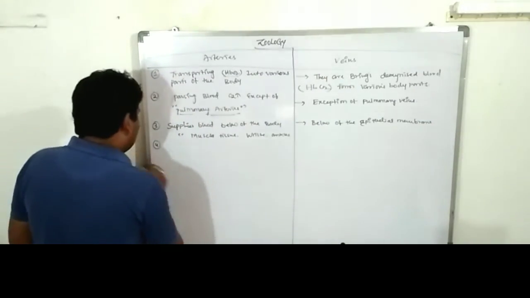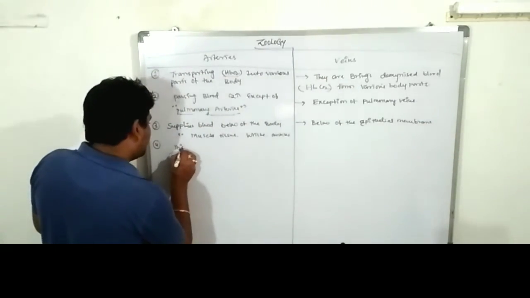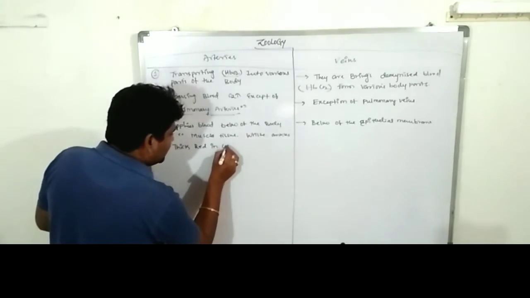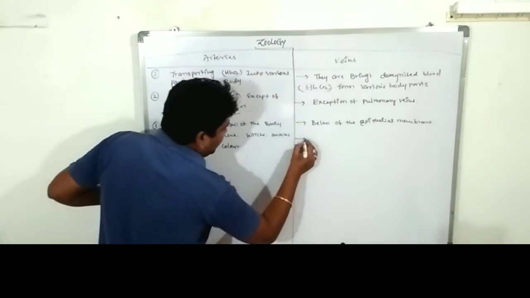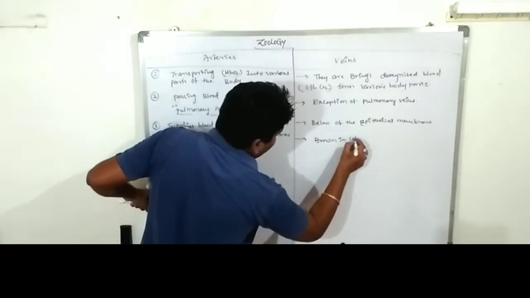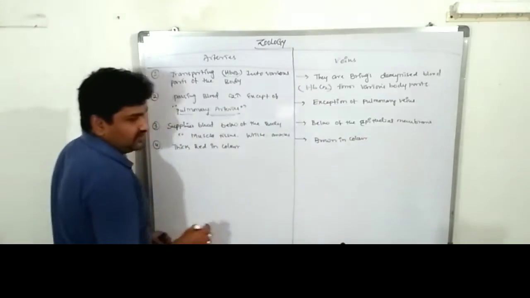So these blood vessels are thick red in color. Are you clear? These look brown in color. Which one? Veins are brown in color.